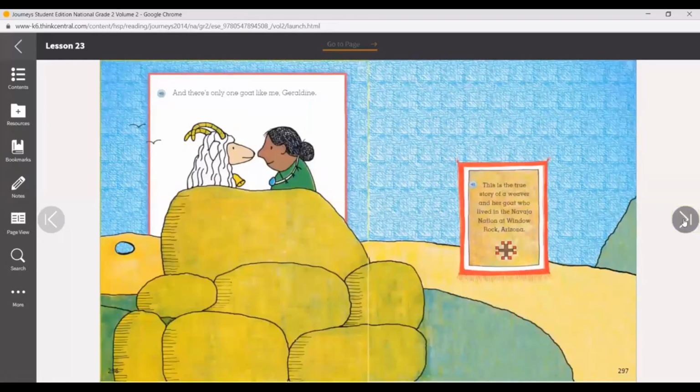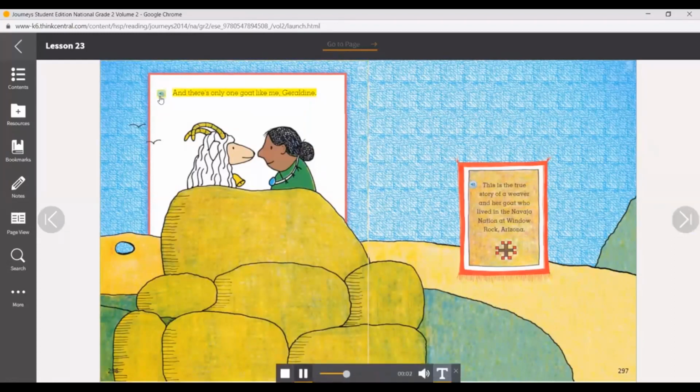I think they're so special because it takes a long time for Navajo weavers to make a rug. Rug designs are not copied. There are very few weavers left among the Navajo. There's only one goat like me, Geraldine.